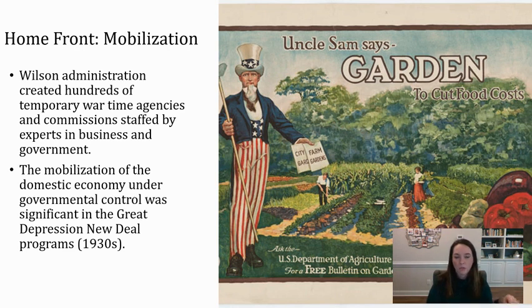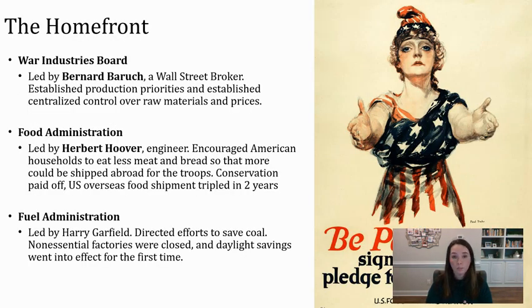And so that would be context for that. So you could kind of refer back to the economic mobilization of World War I when we get to the Great Depression. So some of the important commissions or agencies that were created during World War I, one is going to be the War Industries Board. Now, Bernard Baruch was a Wall Street broker. They looked at priorities in regards to raw materials and prices. So a lot of prices were set, that private industries could not raise prices on anything. And then also how we're going to use raw materials.